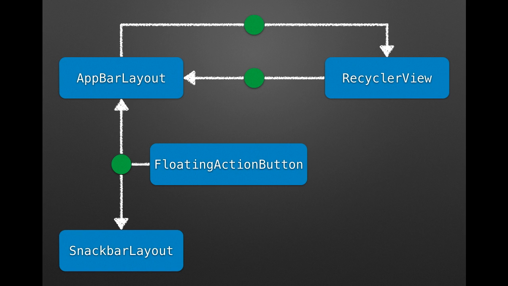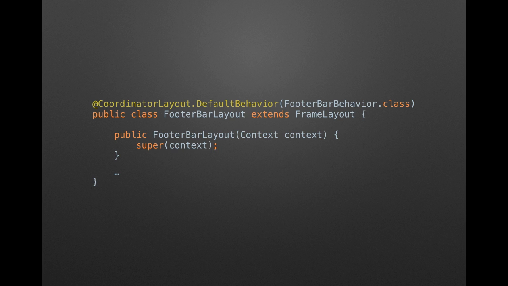Okay? So behaviors are attached to views. I mentioned that before. There are two ways in your code that you can attach a behavior to a view. The first is using this annotation. So if you define your own custom view, whether it's a custom widget like an action button, or maybe a custom container view like I have here as an example with this footer bar. This is essentially how the app bar works as well. You can declare that there is a default behavior using that annotation that should be attached to this view anytime that view is present in a coordinator layout.